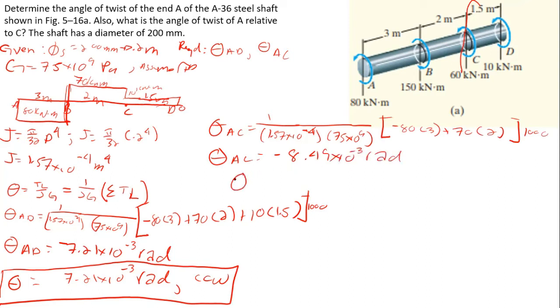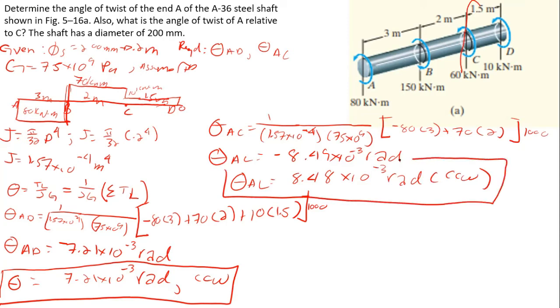So again, kapag negative, mali lang tayo ng assumption. So ang sagot natin dito is 8.48 times 10 raised to negative 3 rad. And ang rotation natin is counterclockwise din. So ganito yung sagot nyo dapat for these types of problem.